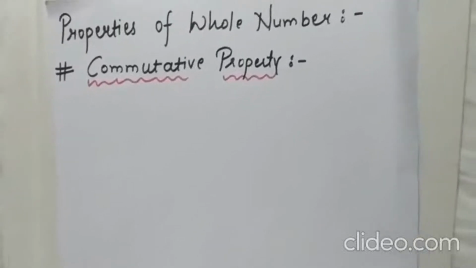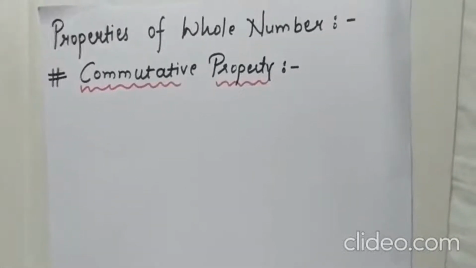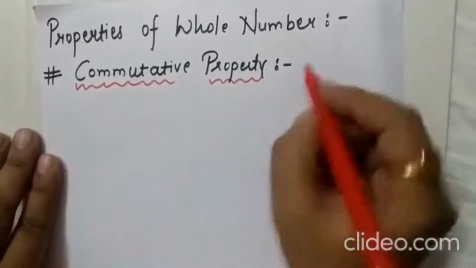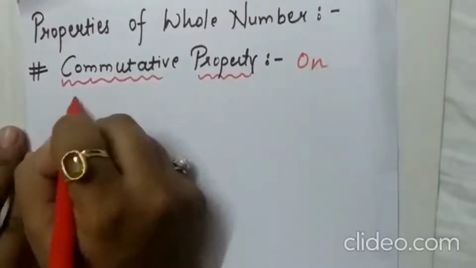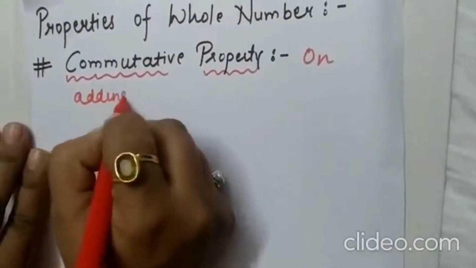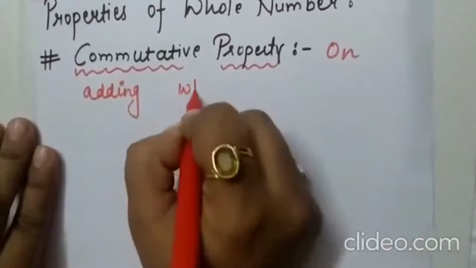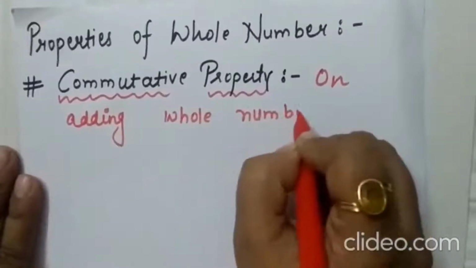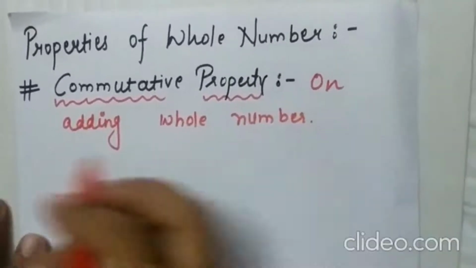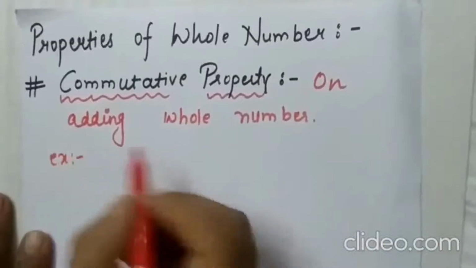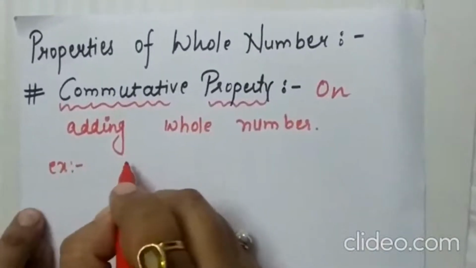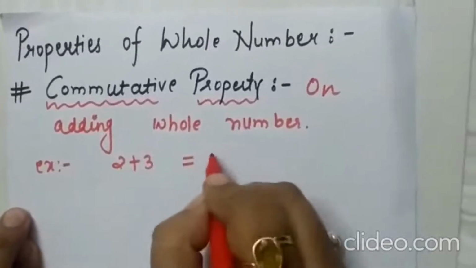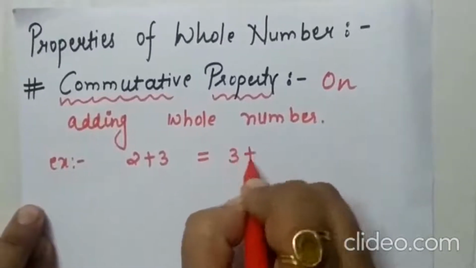Now next we will discuss the commutative property of whole numbers. First we'll see it for addition, on adding whole numbers. If we add 2 whole numbers, what will be the result? So first we'll take an example. In the commutative property I am taking 2 whole numbers, that is 2 plus 3, and here also I am taking the same whole numbers, that is 3 plus 2.